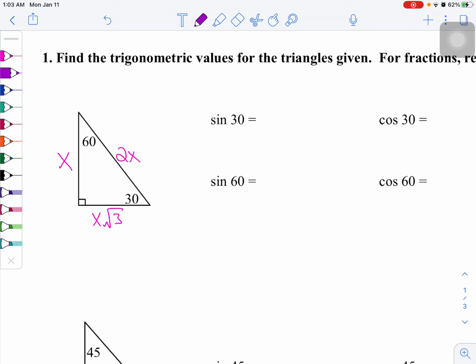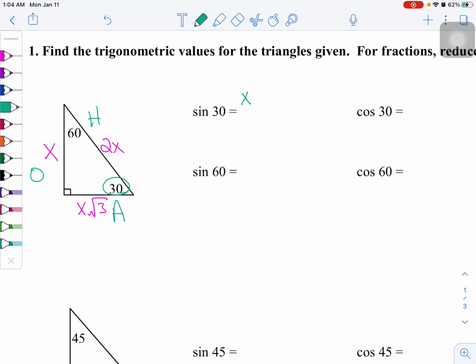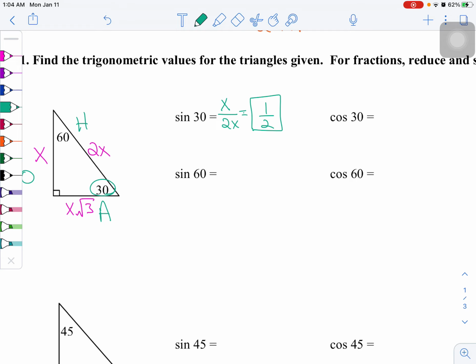Now, what I want to do is deal with the 30-degree angle first, and I'll take care of sine, cosine, and tangent. So if this is my 30-degree angle, this side is opposite, this side is hypotenuse, and this side is adjacent. So the sine of 30 is going to be the opposite over the hypotenuse. And when I reduce that, the x's completely cancel, and what I'm left with is 1/2. And that's it. It's just 1/2.